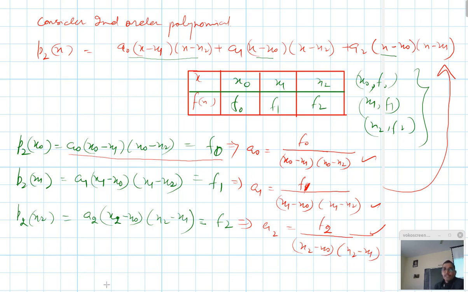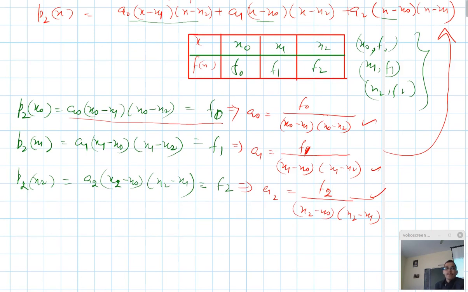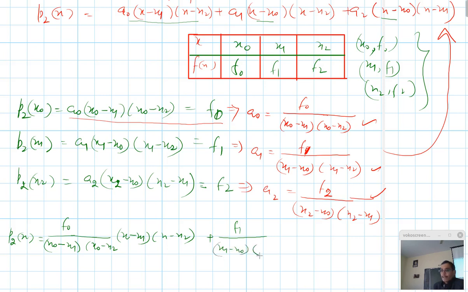So therefore P2 of x can be written as: f of naught over x naught minus x1 and x naught minus x2, into x minus x1 and x minus x2, plus f1 upon x1 minus x naught and x1 minus x2, into x minus x naught and x minus x2, plus f of 2 upon x2 minus x naught and x2 minus x1, into x minus x naught and x minus x1.